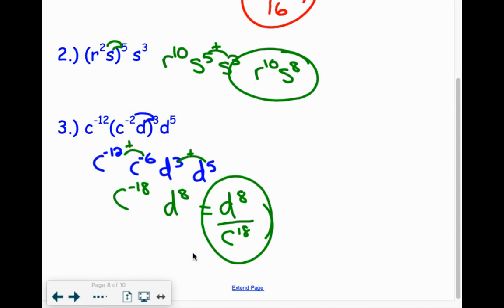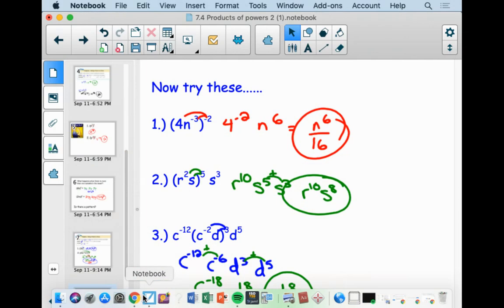And that is it for today's lesson on 7.4 product of powers.